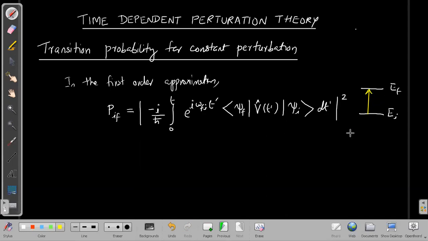This difference Ef minus Ei is denoted as h cross omega_fi. So omega_fi is the frequency corresponding to this transition. Whether it is probable or not, all those things we can calculate by finding this expression. And recall V is a perturbation.